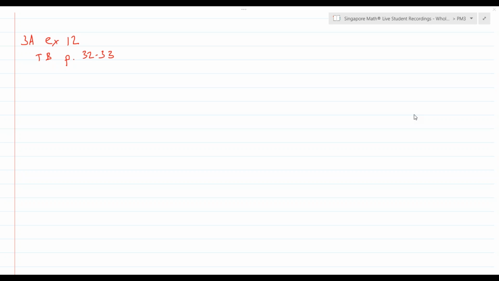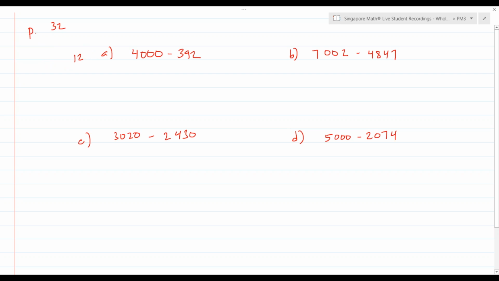Today we'll talk about Workbook 3A, Exercise 12. We'll use the textbook, page 32 and 33 to work on this. And again, this is the last page where we're doing the subtraction problems, so it'll be the biggest kind, except that, again, we're not necessarily pushing hard to do mental math. Stacking the problems up and doing them that way is fine.